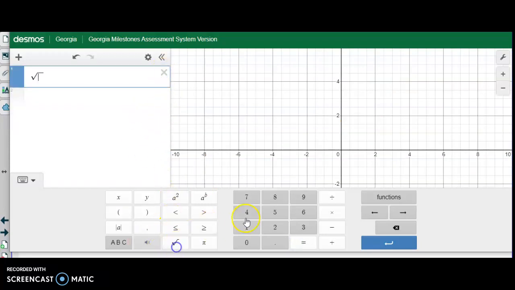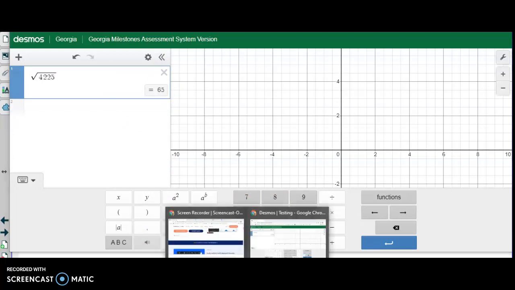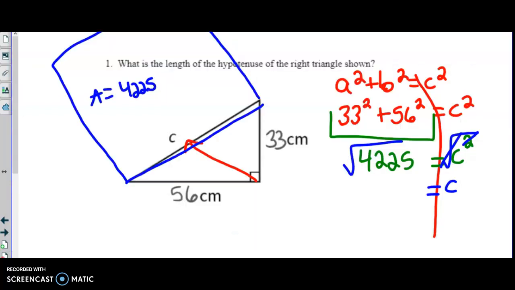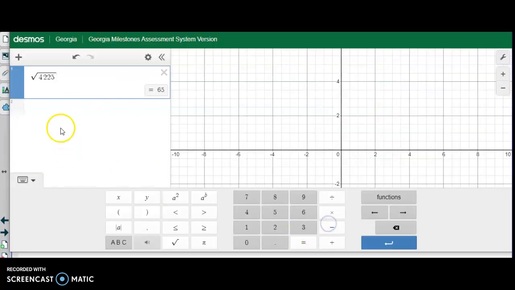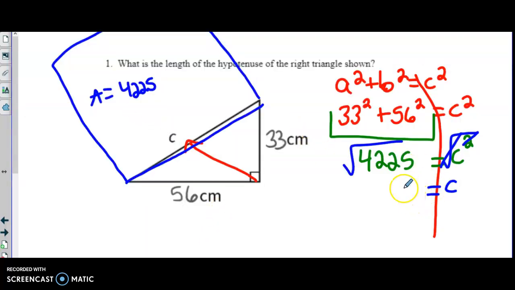Oops, clear that. Square root of 4,225, okay. And so that equals 65. So side length C equals 65 centimeters. And that is your answer. You know, we talked about last week, when we take a square root, we actually get a positive and a negative answer. But in this case, it does not make sense to have a negative length. You can't measure and get a negative length. So we only write down the positive answer, C equals 65 centimeters.